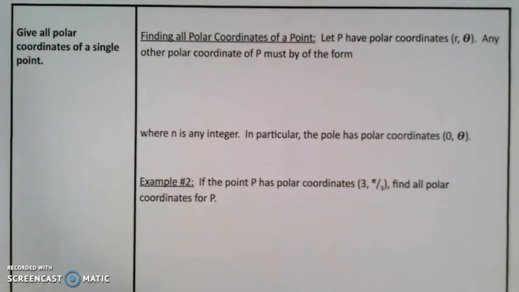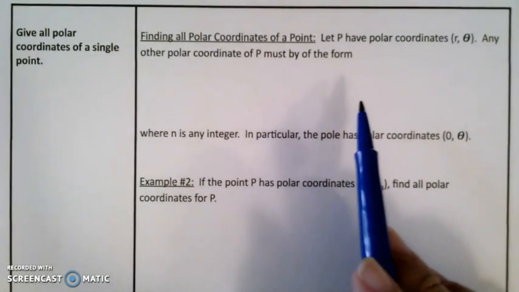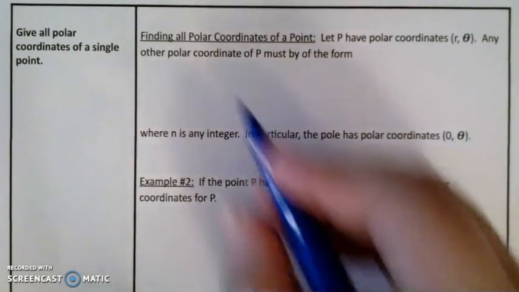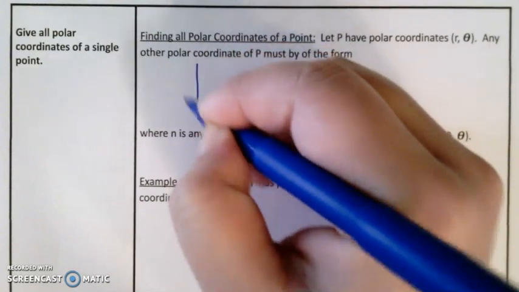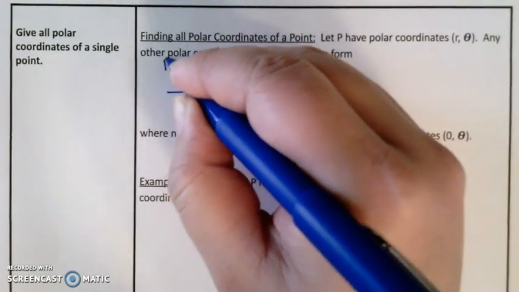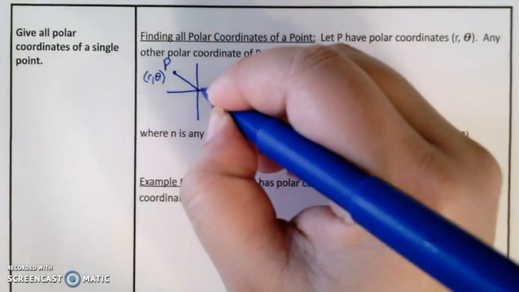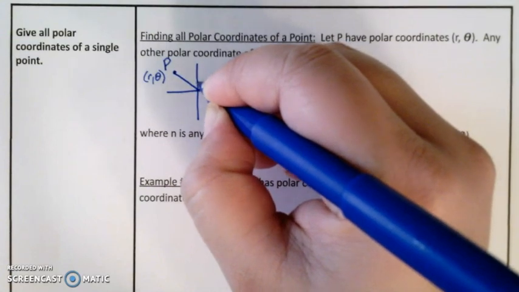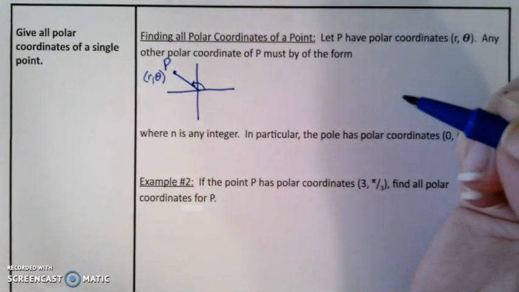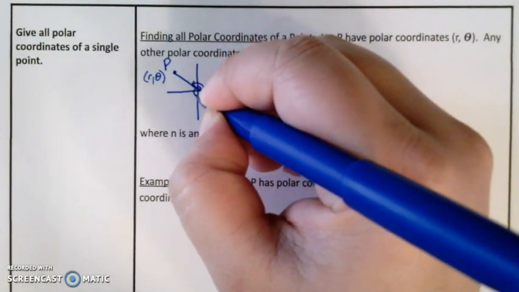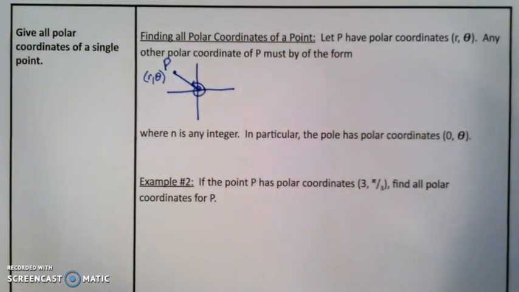So to find all of those polar coordinates for a given point, we want to let P have the coordinate r, theta, and any other point is going to have the form... let's draw a picture so we can visualize this. Point P has the coordinate r, theta. If I go straight from my polar axis to my radius, that would give me theta. But notice I could go all the way around and then go to the axis, right? So I could add a full rotation to that theta.